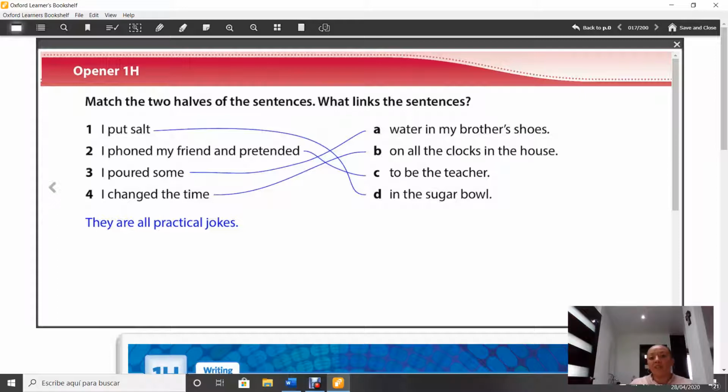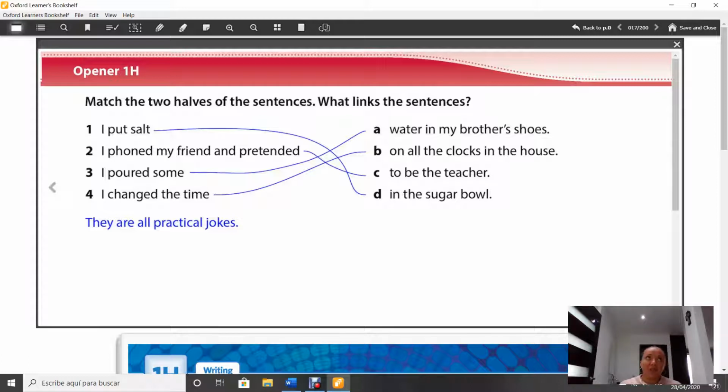I put salt in the sugar bowl. I phoned my friend and pretended to be the teacher. I poured some water in my brother's shoes. I changed the time on all the clocks in the house. So, did you agree that all of these actions are jokes?